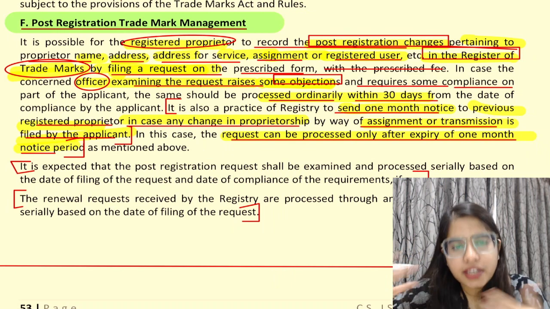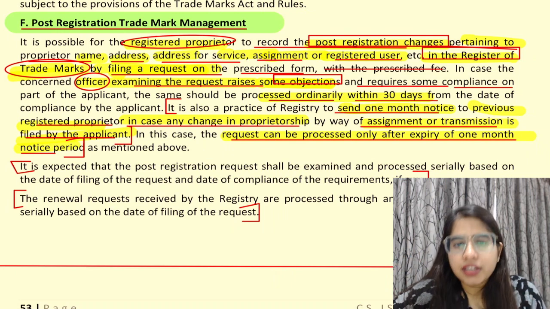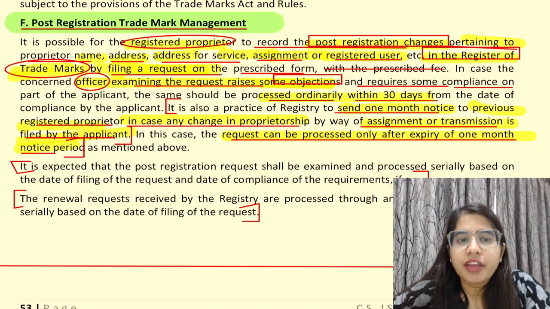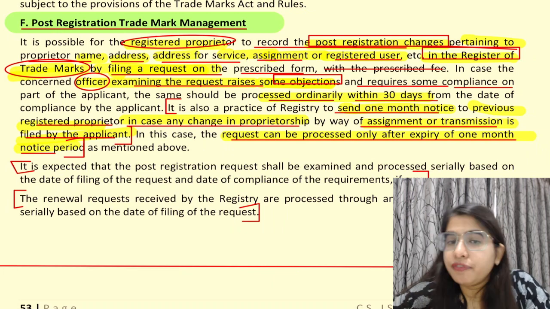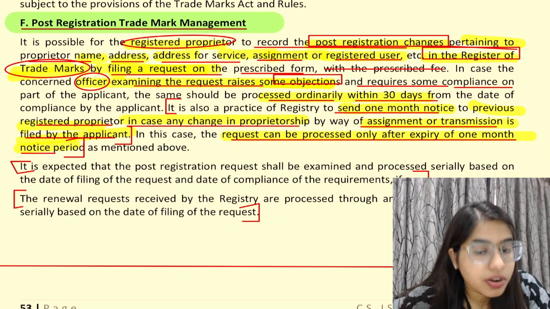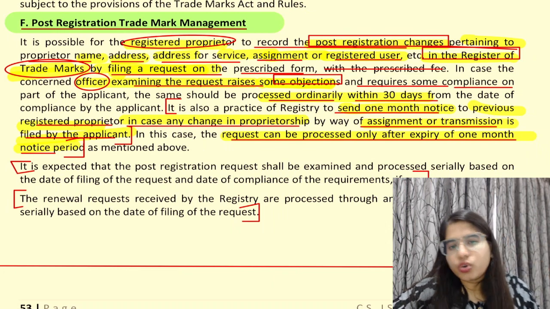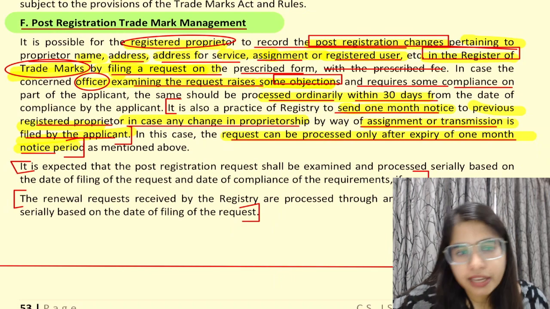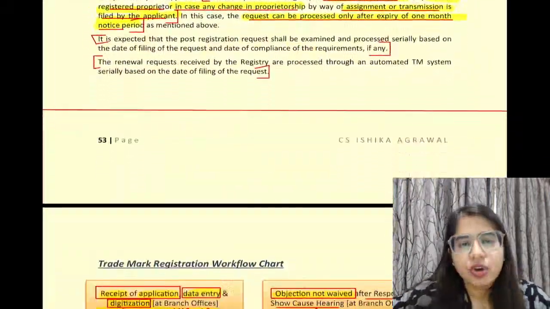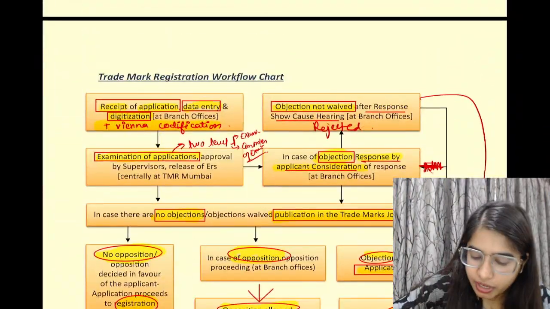So in case the proprietor is changing by assigning, in that particular case, when you make an application to the registrar, we will give a minimum 1 month notice to the original or the previous owner, and only after the expiry of 1 month can that be proceeded. Are we clear with this? That is all about post registration, and we are done with this.